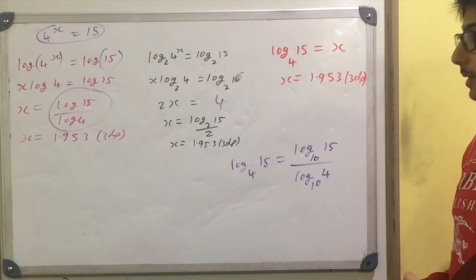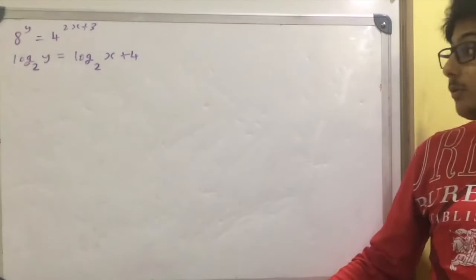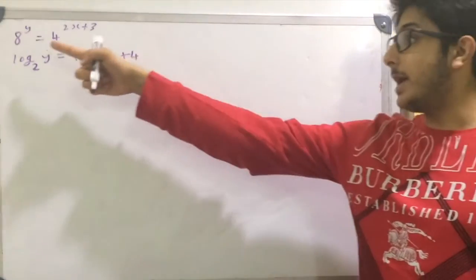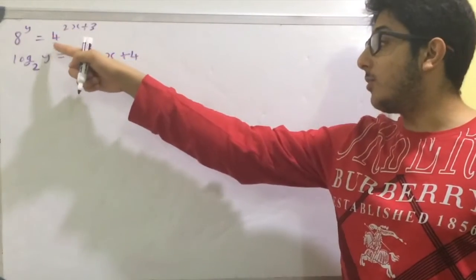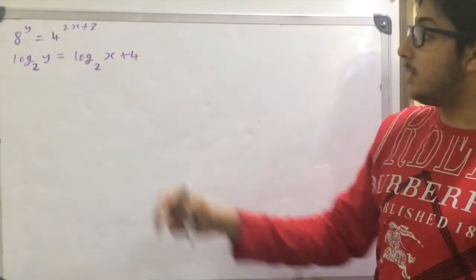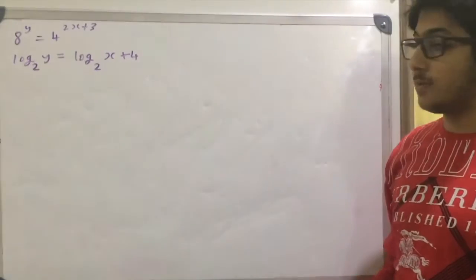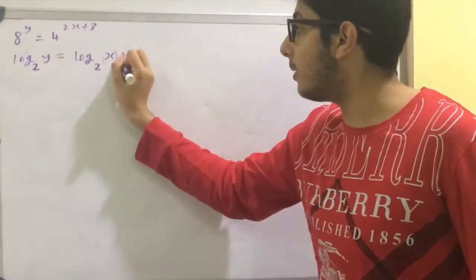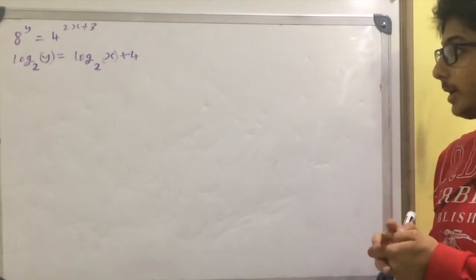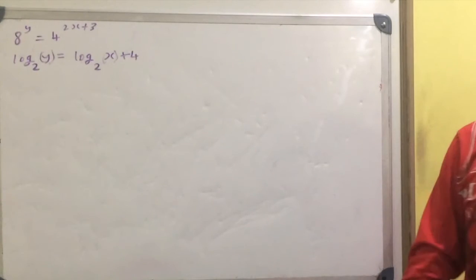Okay? Why don't you try? Solve giving your answers as exact fractions, the simultaneous equations 8 to the power of y is equal to 4 to the power of 2x plus 3, and logarithm base 2 of y is equal to logarithm base 2 of x plus 4. Yeah, the 4 is not part of the logarithm function. Okay? Have a go.